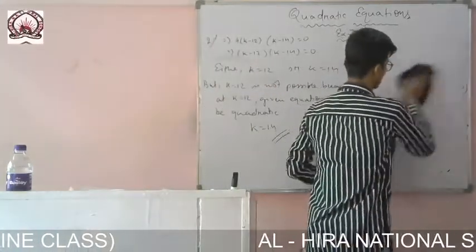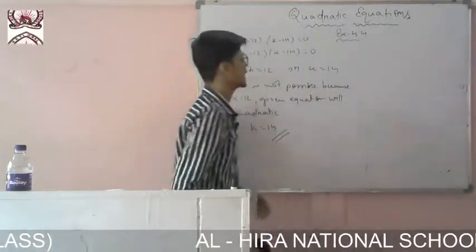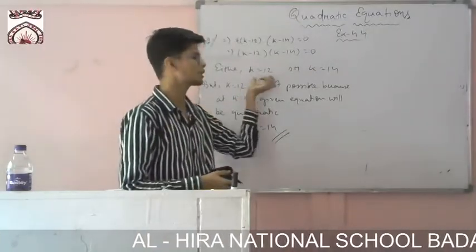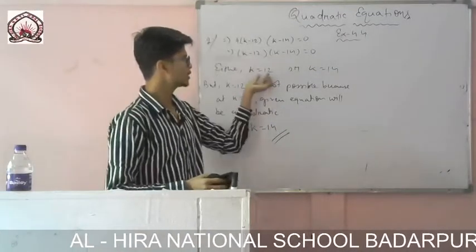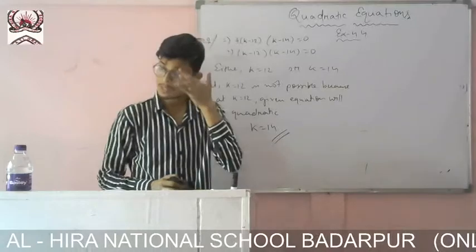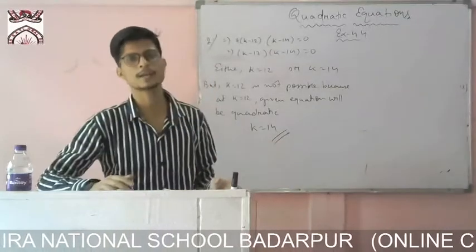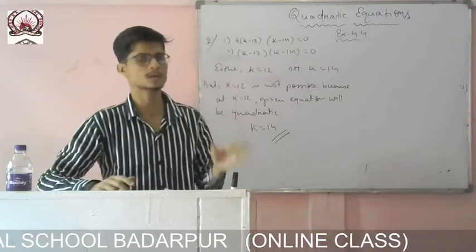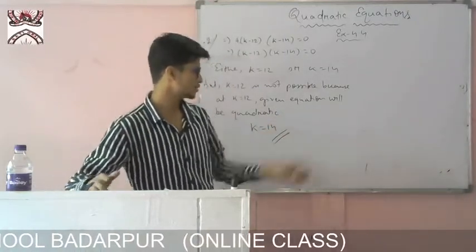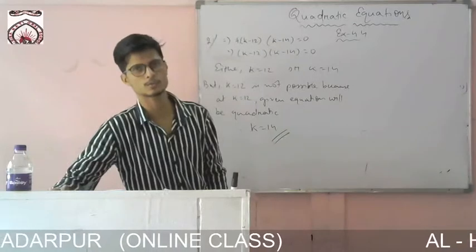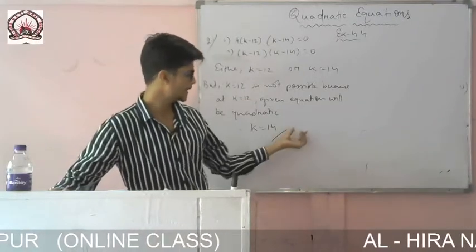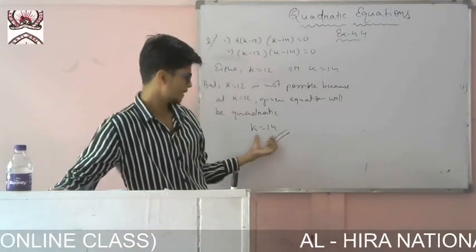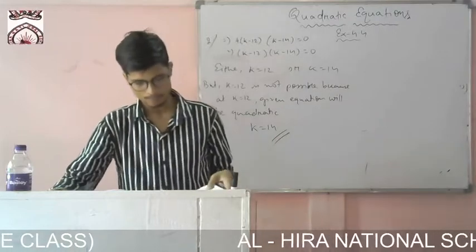Okay, k equals to 12 and k equals to 14 are given, but 12 is not possible because if we put the value of 12 in the equation, then this first part will be reduced. x square will be removed, it will be 0 x square, so x square will be gone. And if x square is not there, then you cannot call it a quadratic equation, it will be linear. So our answer will be k equals to 14.